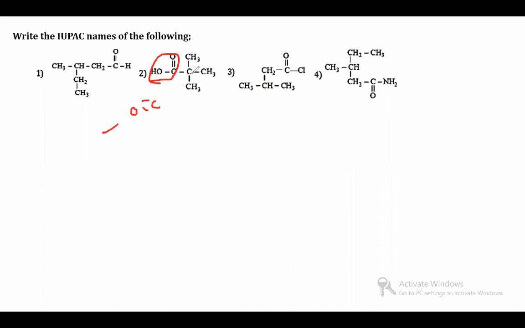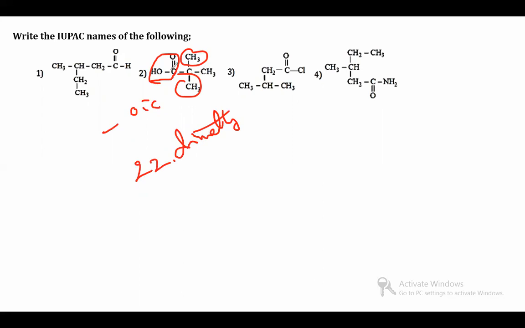So 1, 2, 3. This carbon itself. For the second carbon, we'll be having the CH3 and CH3 group. So how will we write it? 2, 2 dimethyl. How many carbon atoms? 1, 2, 3. Are you getting it?